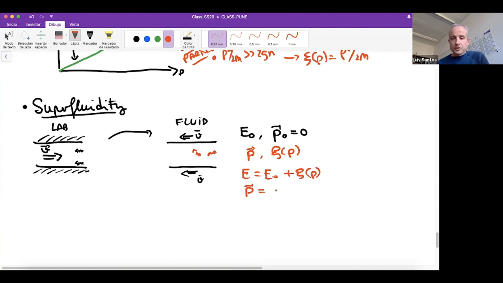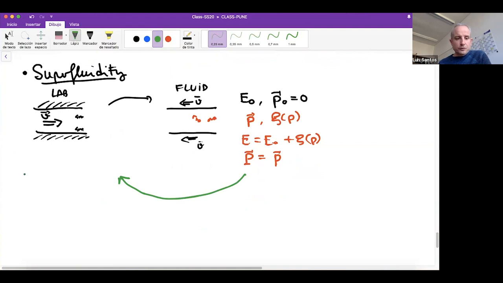So the total momentum is just the momentum of this excitation that we have created, because at the beginning there was no excitation. Okay, so this is in the frame of reference of the fluid. Now let's come back to the lab reference frame. Here we have to do the Galilean transformation. So basically the momentum P prime is the momentum P, which is the momentum of the excitation, plus the mass of the fluid times the velocity of the fluid.